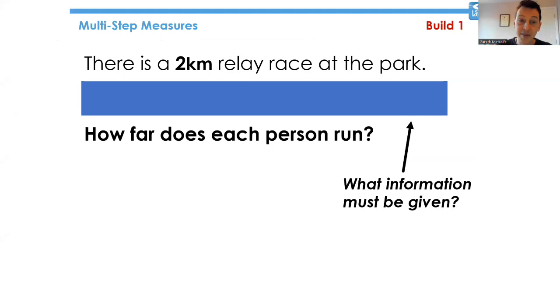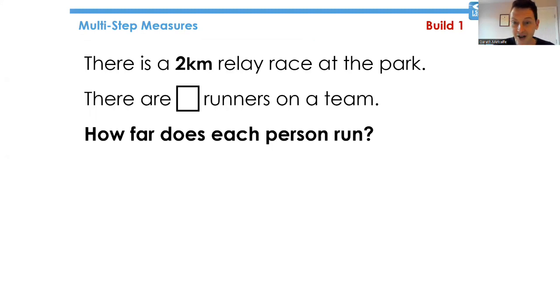So in this video, we're mainly going to look at the multi-step measures task family. Here's the build one prompt. There is a 2-kilometer relay race at the park. How far does each person run? And the children have to start by saying, well, what information must be given to be able to answer that question? And they say, of course, we need to know the number of people on a team.